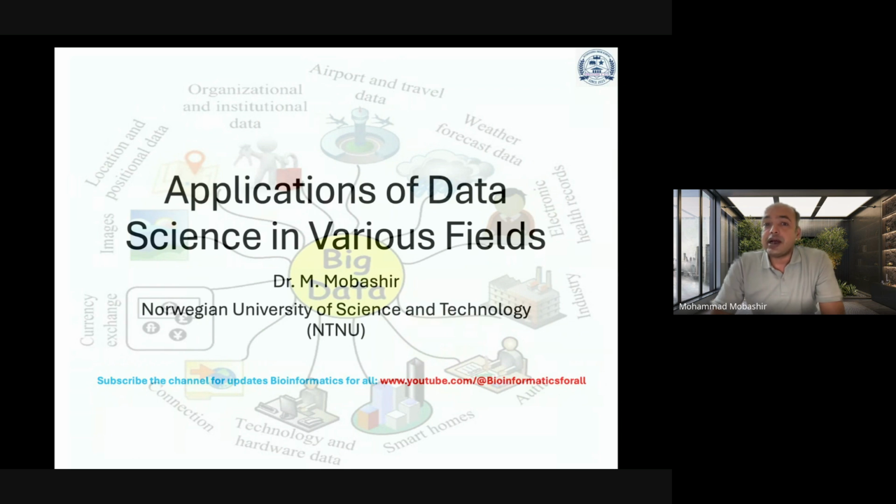So, today I will be presenting the major applications of data science in various fields. And this will be very interesting if you are looking for a job in different sectors. So, basically, this covers all the major fields where you can see the bigger opportunities.